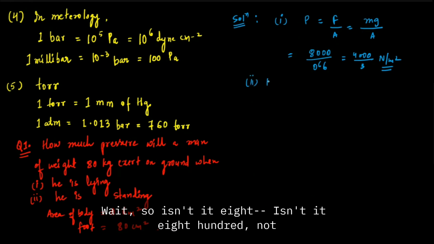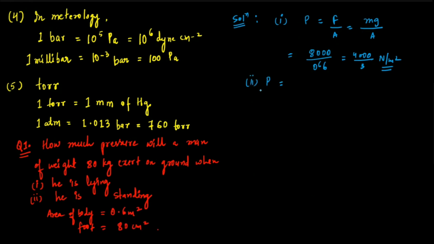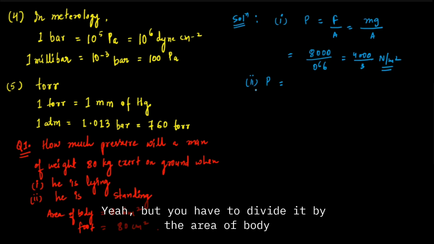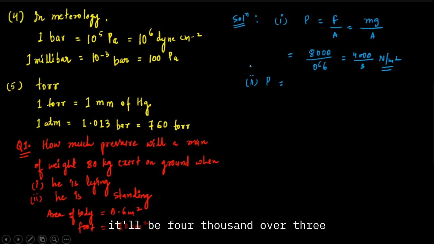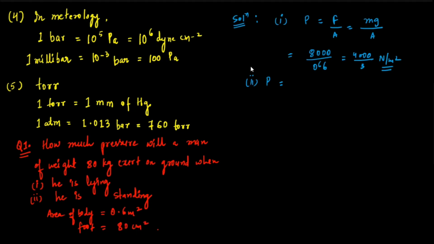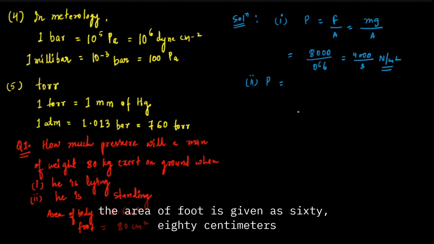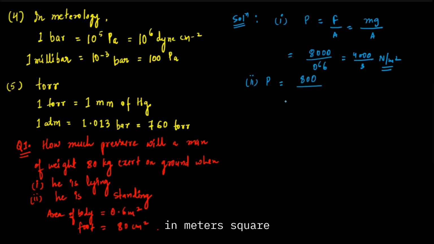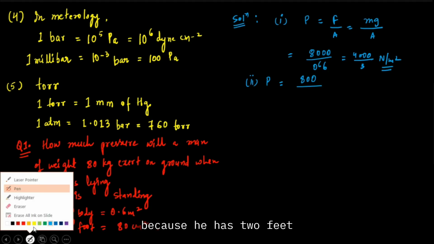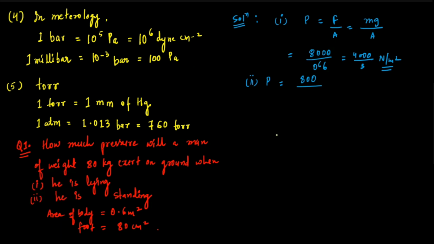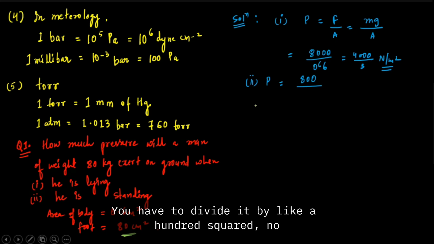Wait, isn't it 800, not 8,000? Yes, but you have to divide it by the area of the body, which is 0.6. So once you solve this, it will be 4000 over 3. Okay. Similarly, in the second case, the area of foot is given as 80 centimeters. So how are you supposed to write 80 centimeters in meter square? Divide it by 100, but then you have to add one more because he has 2 feet. No, first of all, you have to convert 80 centimeters square into meter square. So we are not supposed to divide it by 100. Oh, yes, sorry. You have to divide it by 100 squared, no?